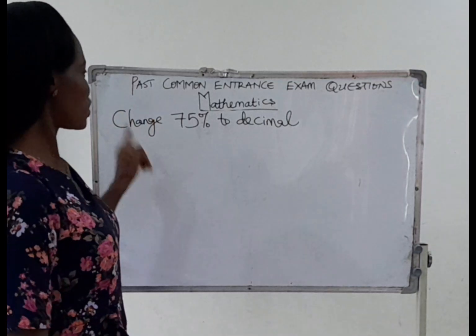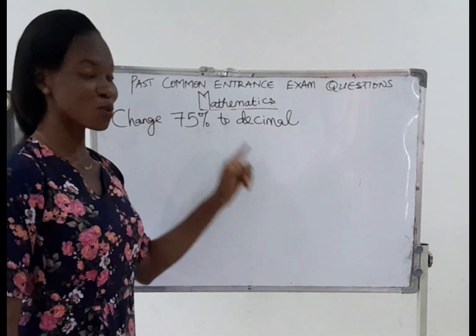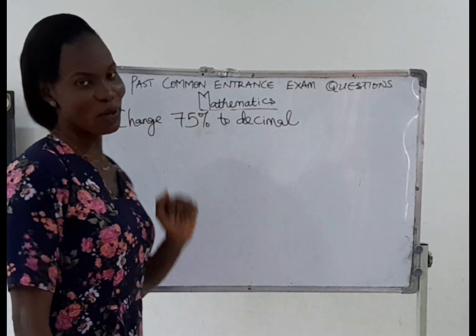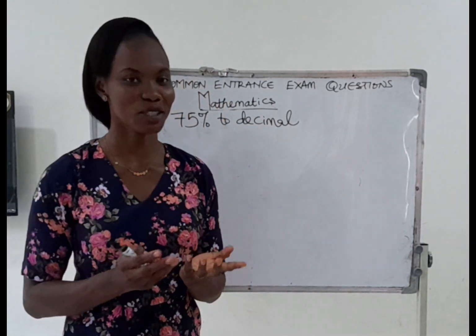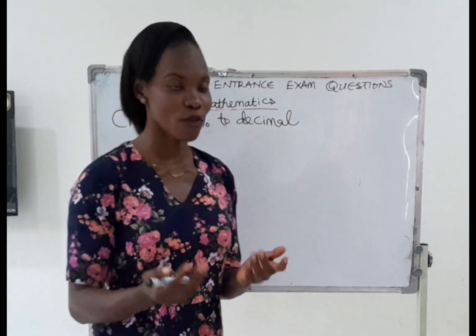Next question: change 75% to decimal. We are coming to that. So let's look at percent. When we talk about percentage, what we mean is out of 100.